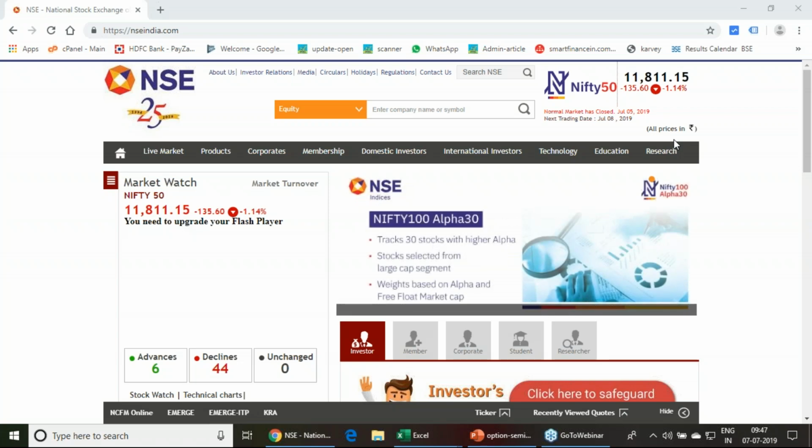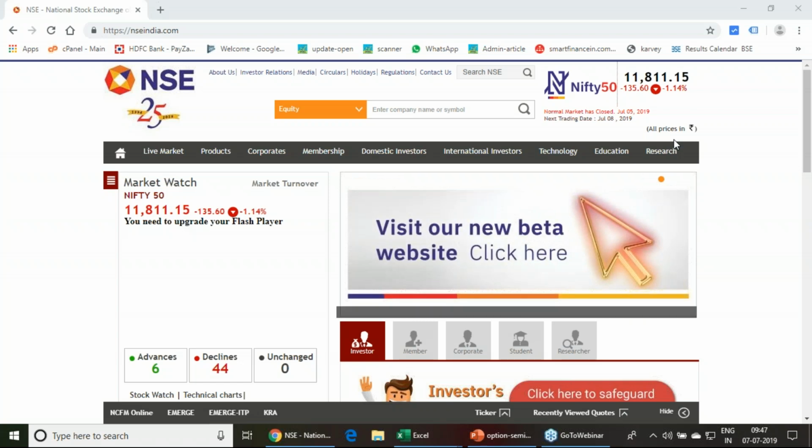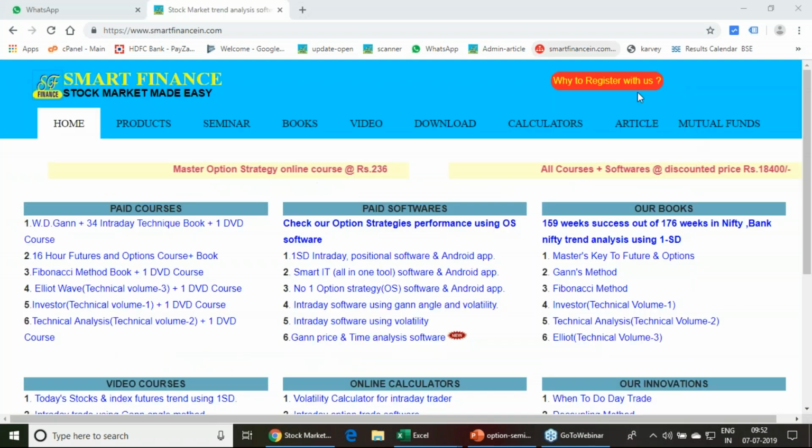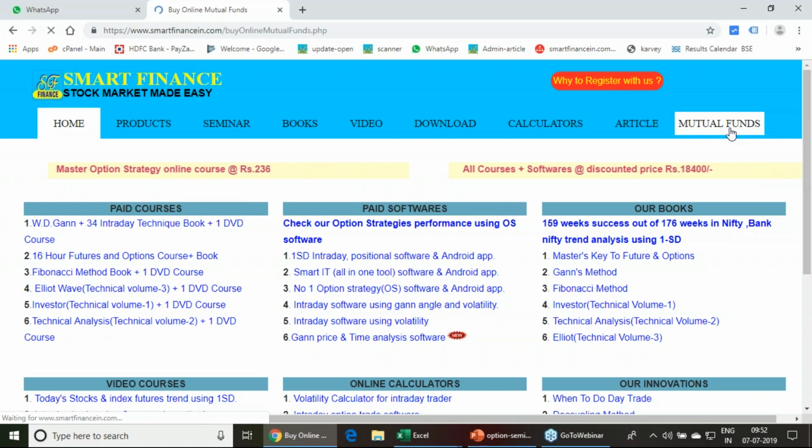Even if you are not able to take that trade, at least do a paper trade. Mention that at this price it is being bought, on this day it is being bought, at this price it is being sold, on this day it is being sold. Just maintain a record. I will be giving you one record, but you also maintain one.